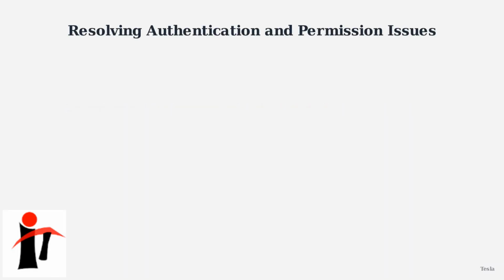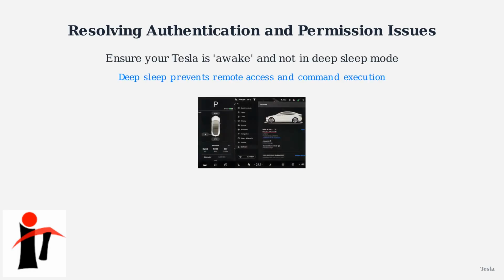If basic connectivity checks haven't resolved your Tesla app issues, the problem likely involves authentication and permissions. Tesla's remote access relies on secure OAuth tokens that connect your mobile app to the vehicle's onboard systems through Tesla's cloud servers. First, ensure your Tesla is awake and not in deep sleep mode. When the car enters deep sleep to conserve battery, it disables remote connectivity features like app control and command execution. The vehicle must be online and responsive for mobile access to work.